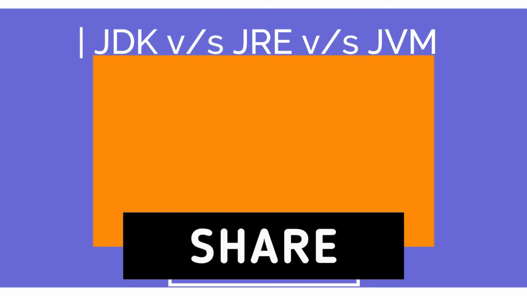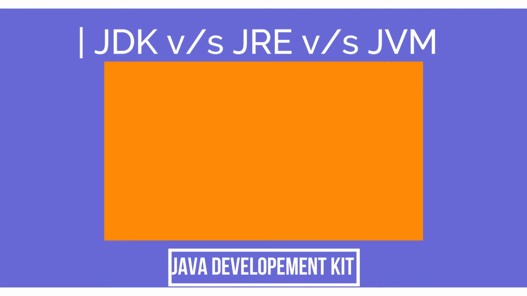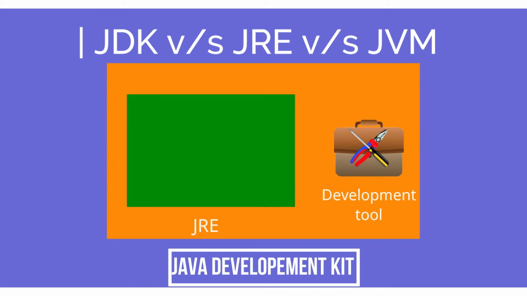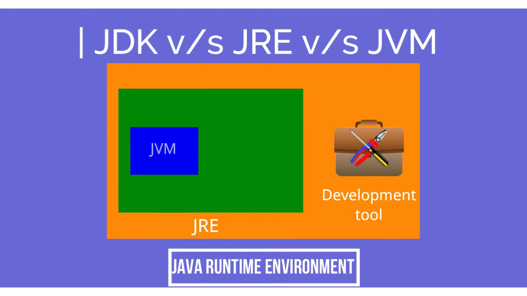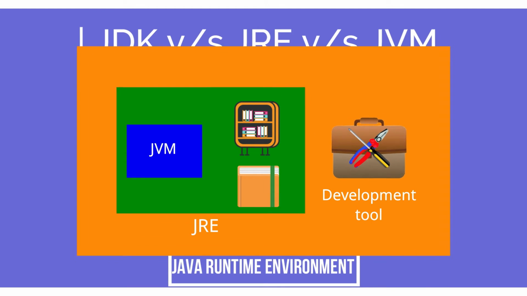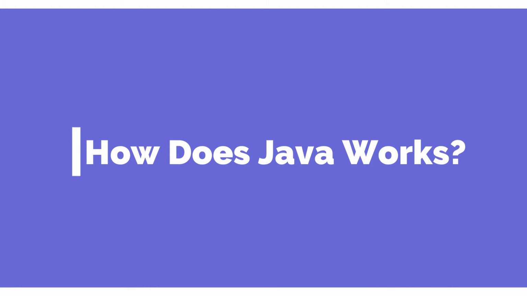So as we can see, the Java development kit consists of two things, development tools and the Java runtime environment, whereas JRE consists of JVM, that is the Java virtual machine, and some other library files which will be used to execute the bytecode. So now let's have a look at a complete flow diagram from the start to the end. How does a Java program execute?